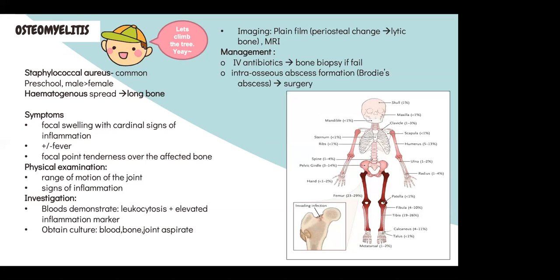To investigate this, you might think about doing a full blood count, looking for leukocytosis, then inflammatory markers, and obtaining cultures. You can obtain the culture from blood, bone, or joint, or do a joint aspiration. Imaging: you might want to see if there is periosteal change that later on can progress to lytic bone, and you might want to do MRI to see the surrounding tissue. Management is intravenous antibiotics.